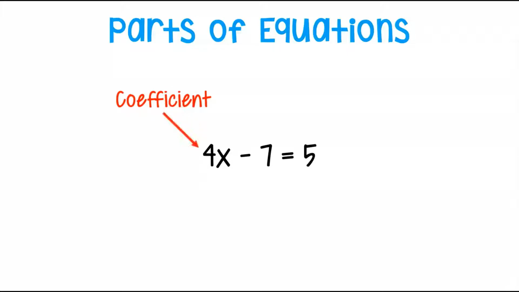Let's talk about some parts of equations. So let's use this equation as an example. This is 4x minus 7 equals 5. It actually means that 4 times whatever x is minus 7 needs to equal 5. Let's first talk about the coefficient. In this case, it's the number 4. It's the number that's being multiplied by your variable. And speaking of variables, the x represents our variable in this particular equation.